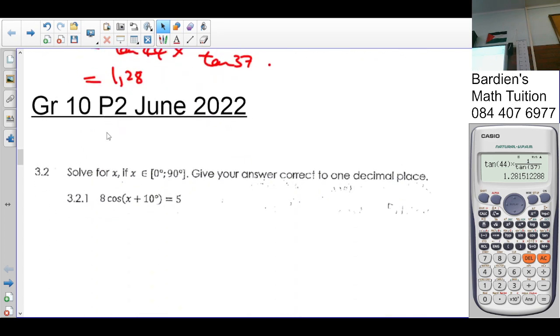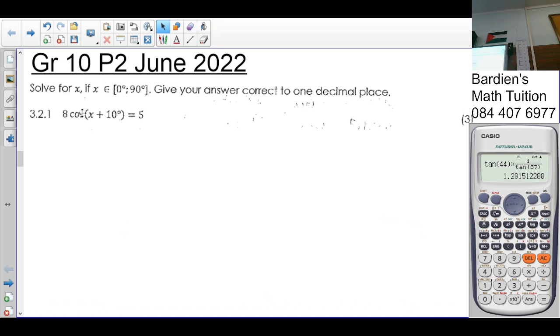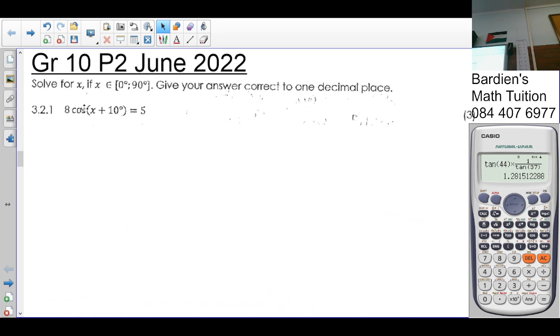Let's carry on in question 3.2. The question says solve for x, where x is an element of 0 to 90 degrees, which means to say that the angle is in the first quadrant. Give your answer correct to 1 decimal place. So what we have to do first is isolate the trig ratio. So I divide both sides by 8. So we have cos of (x plus 10) is equal to 5 over 8.